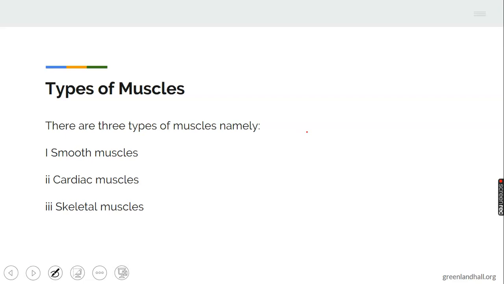There are different types of muscles. Basically, we have three types of muscles, namely smooth muscles, cardiac muscles, and skeletal muscles.